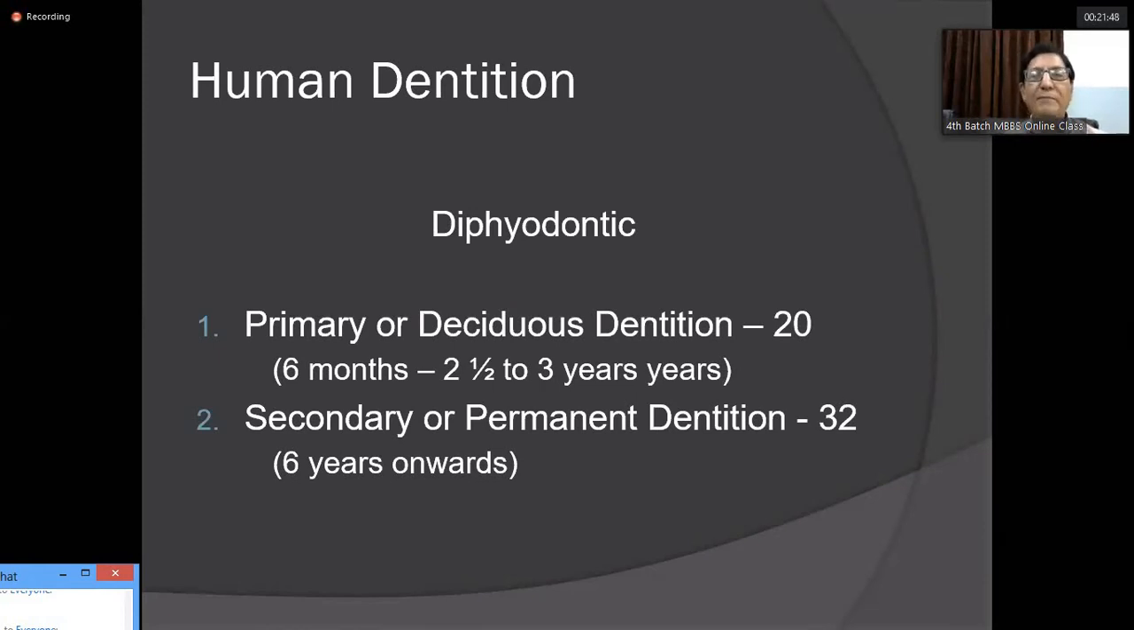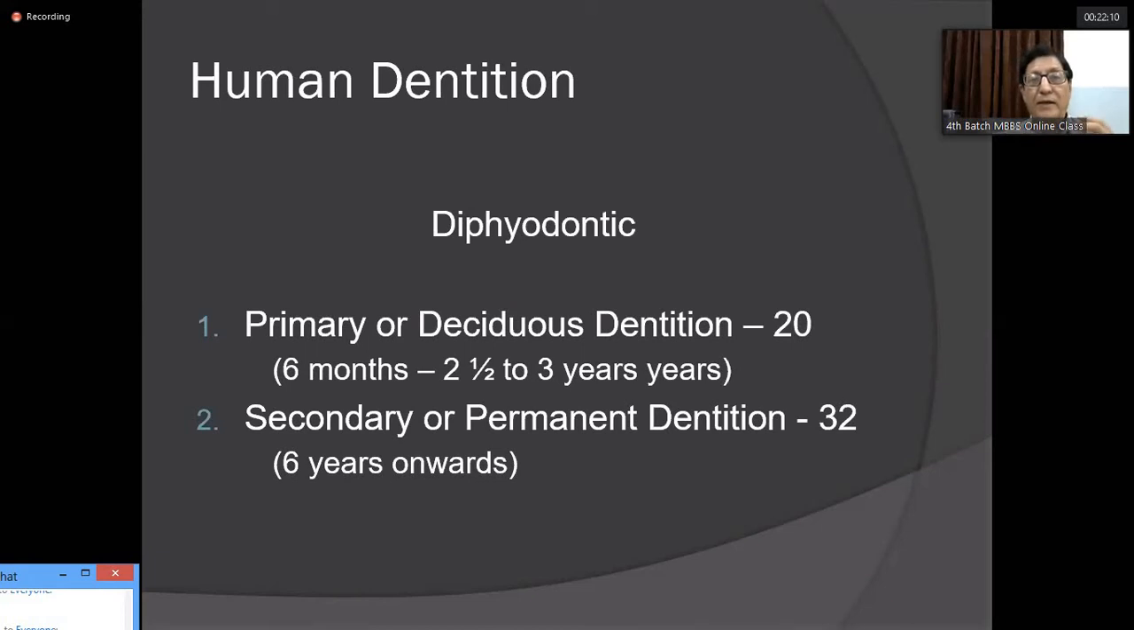Okay, and by the time the child becomes 3 years old, probably all 20 teeth will have erupted. So when you examine the mouth of a child around 2.5 to 3 years, you will see there are altogether 20 teeth in his or her mouth. So 20 teeth constitute the deciduous dentition.